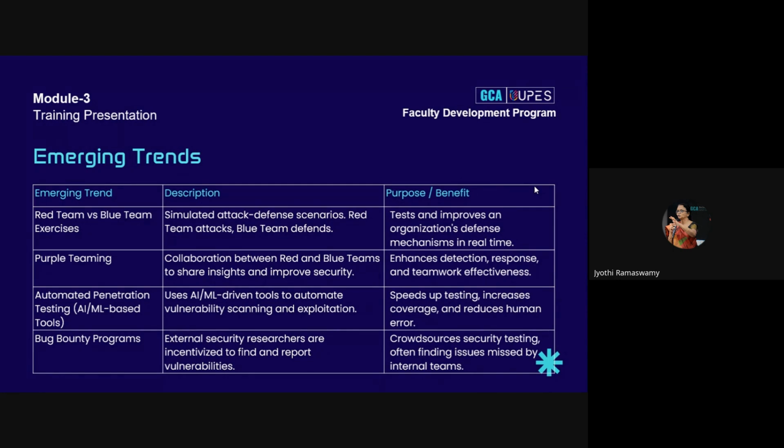Then there is the bug bounty program. I told you initially about the bug bounty program. So in the bug bounty program, external security researchers are provided rewards to report and find vulnerabilities. So if you search, you will know about the bug bounty program. You can test that application and provide a report on the vulnerability to the owner of the application. Then you will be getting a reward, right? So it is also called crowdsourcing.